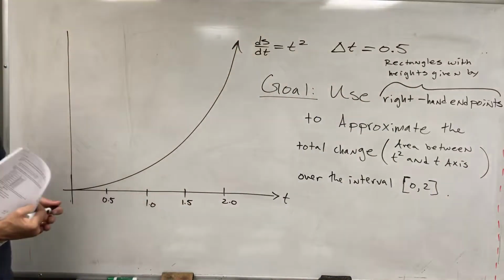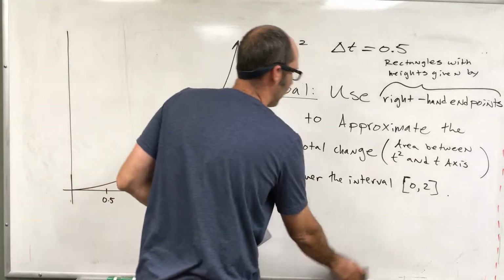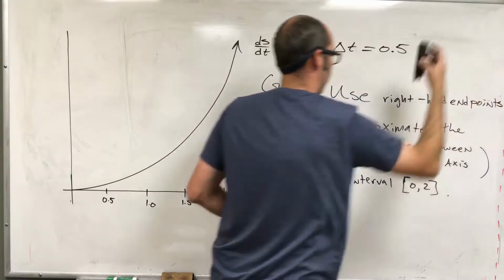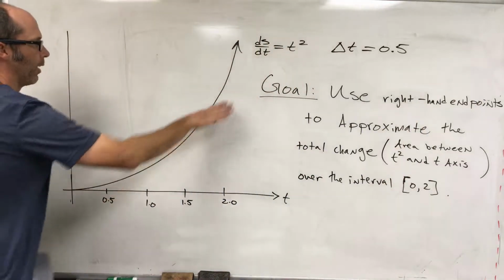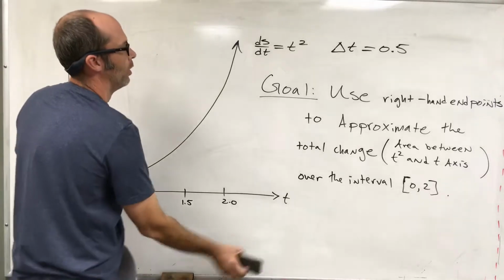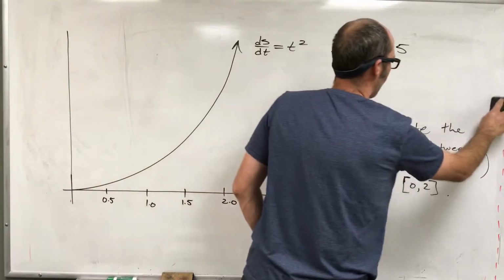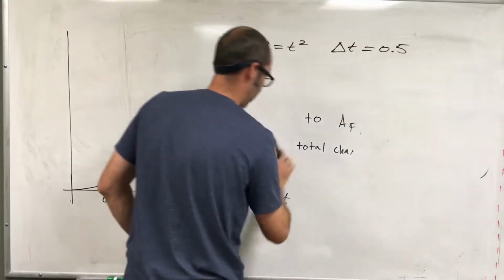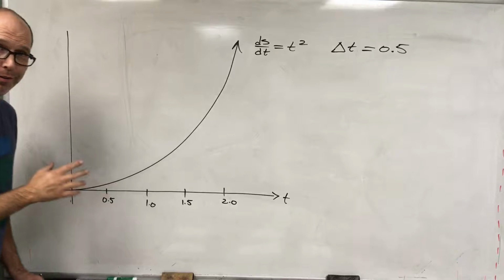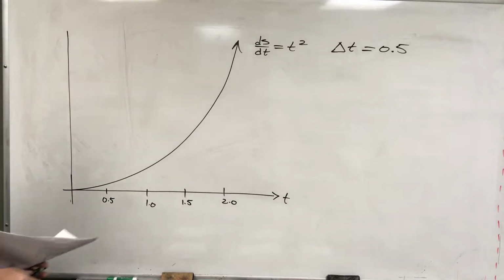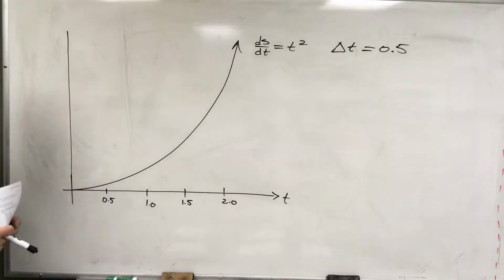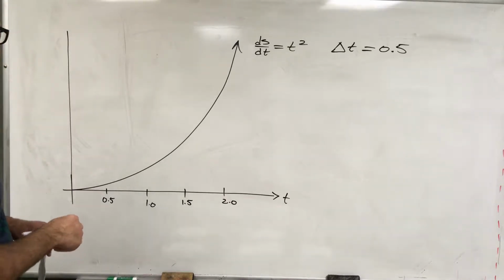Okay, that's really what we're doing. We're approximating the area between t squared and the t-axis. This should make sense if you watch the other video for this section first. Okay, this is meant to be the second of the two videos.